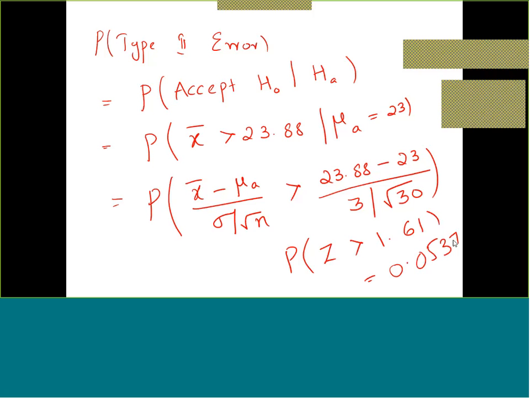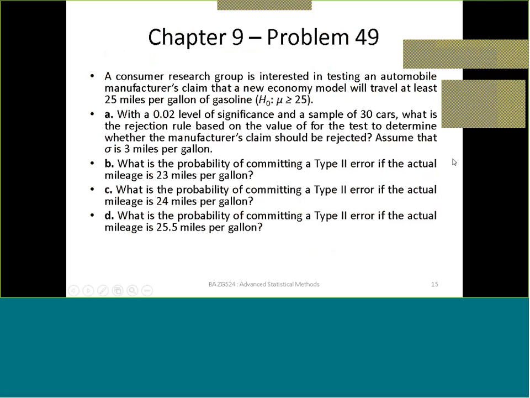So please remember, this problem is an important model. What we have to do, you will be given a rejection rule. Based on the rejection rule, you have to construct the acceptance region and the rejection region. Based on the acceptance region and rejection region, you have to calculate type 2 error. Have you understood? Any queries?